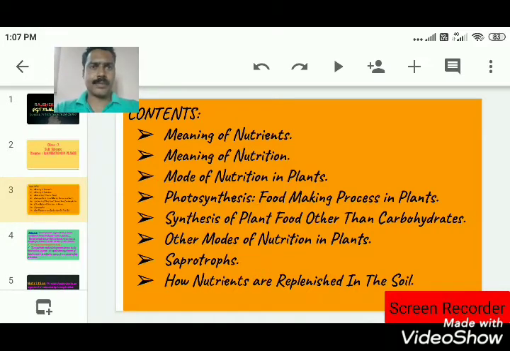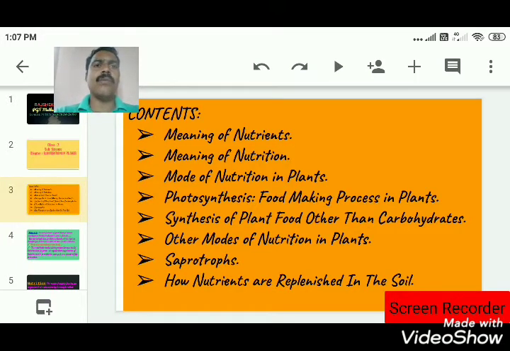First one, contents. Meaning of nutrients, meaning of nutrition, mode of nutrition in plants, photosynthesis, the food making process in plants, which you already know well, synthesis of plant food other than carbohydrates, other modes of nutrition in plants. Next we have to discuss saprotrophs. Last one is how nutrients are replenished in the soil. These are the contents we are going to discuss.